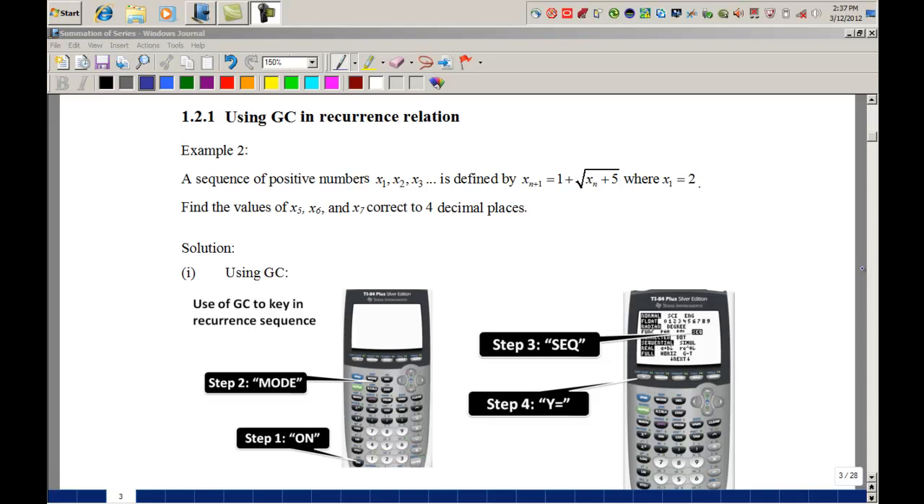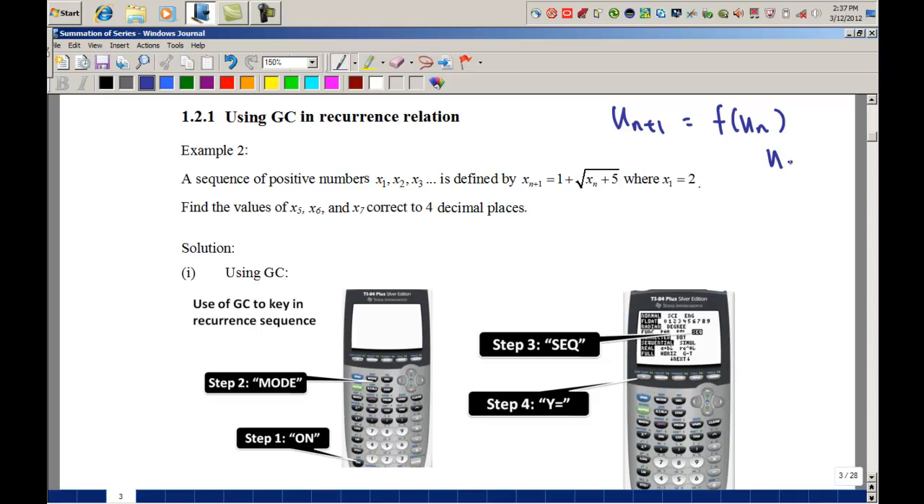Now, the concept of a recurrence relation is actually a very simple idea, but sometimes it can be quite long and messy. Now, just imagine this. If I tell you that I have a relation like this, and I tell you that u1 is 1, and I want you to find u100.